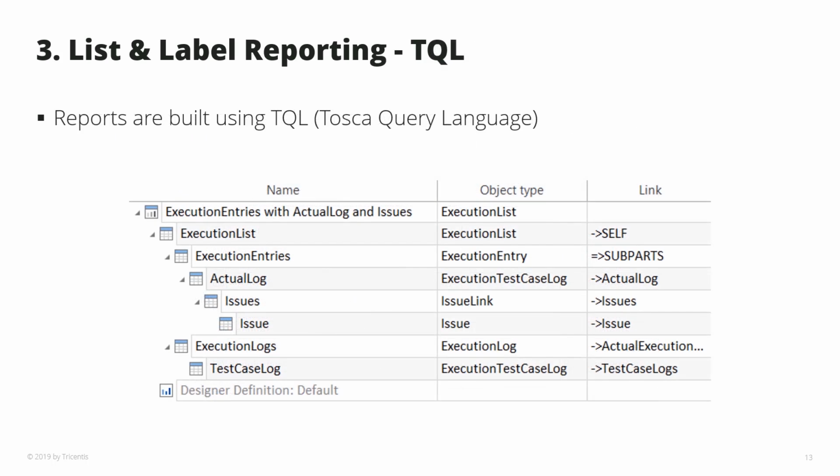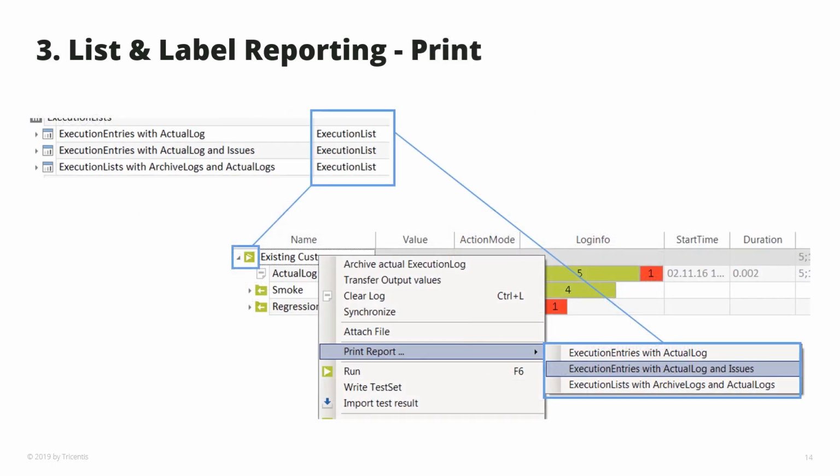In order to find out what these are doing, we need to get a deeper understanding of TQL. As you can see, the reports are using TQL to fetch data, and then in the report designer, you can take that data and put it wherever you like to create a fancy report. We'll come to that later. As you can also see, the reports are specific to certain objects within Tosca. So if a report is made for the execution list area, it can only be printed on the execution list section.